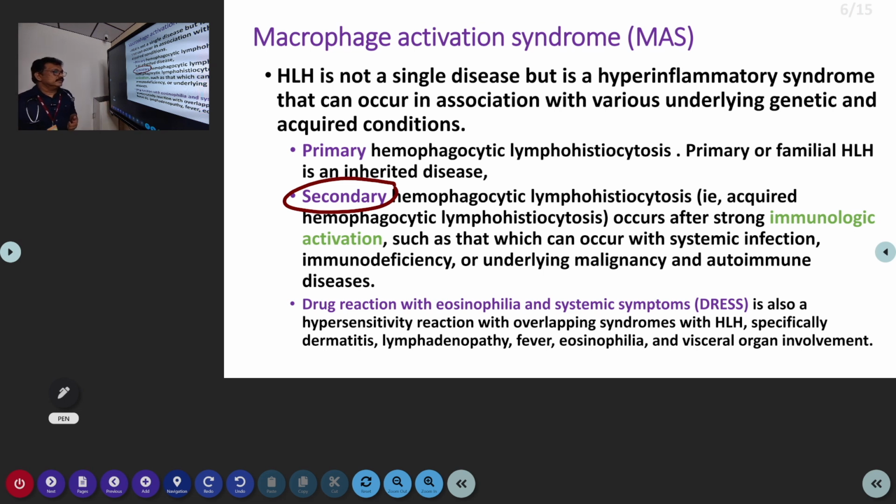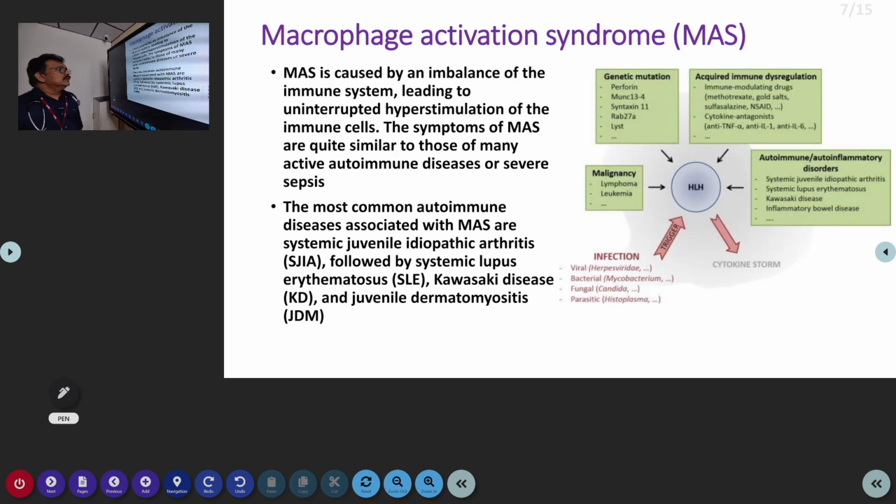Another entity, drug reaction with eosinophilia and systemic symptoms, DRESS syndrome, also comes under HLH, but it has a different clinical scenario, like the patient can even have dermatological manifestations, but that also comes under this dysregulated immune reaction in our body. We have already seen that it is a dysregulation or imbalance of the immune system. That is the main problem. There will be hyperstimulation of immune cells and hyperproduction of macrophages that produces all types of dysregulated inflammatory mechanisms.